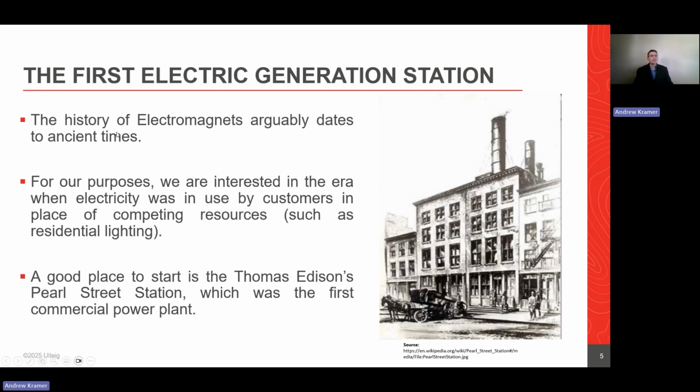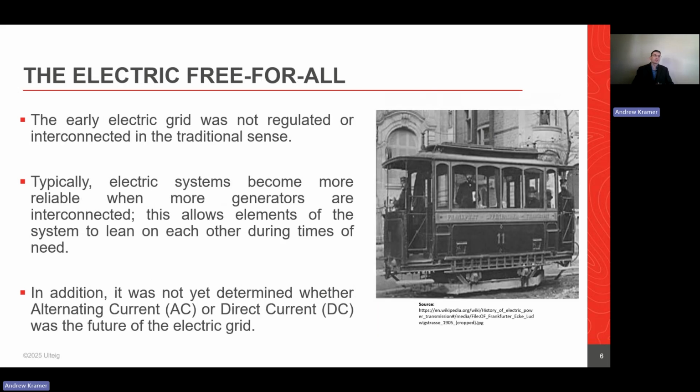So let's go ahead and jump to just a little bit more of the history on this. The early electric grid wasn't regulated or interconnected in the traditional sense. Typically, electric systems become more reliable when more generators are interconnected. This allows elements of the system to lean on each other during times of need.